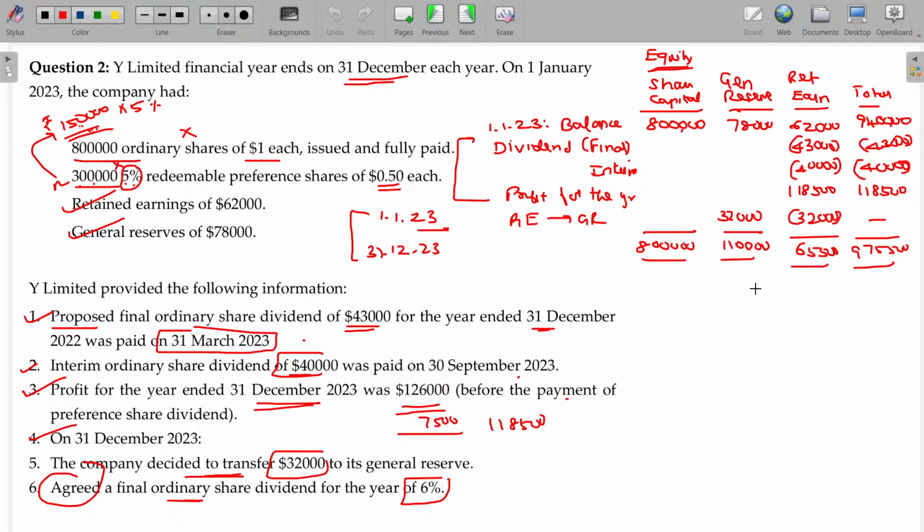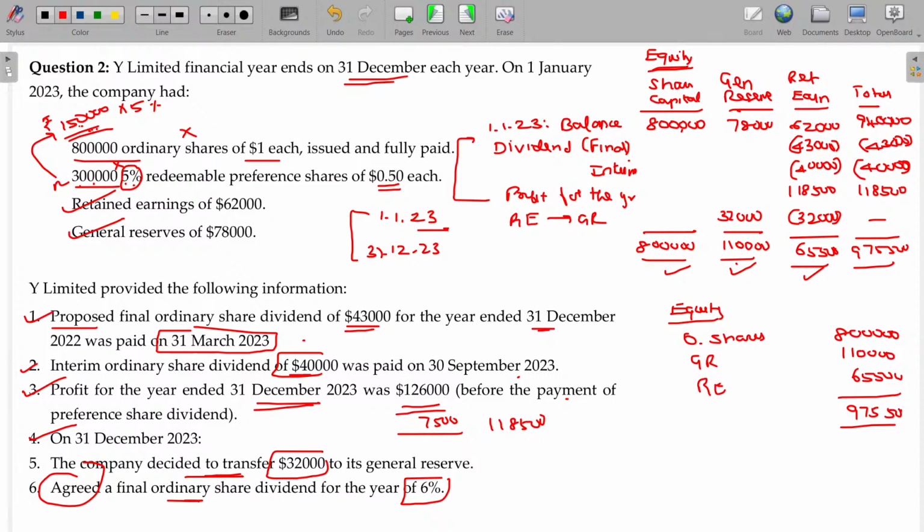Clear? Apart from that, we have to prepare the equity section only. Under the equity section, start with ordinary share and general reserve, retained earnings. Ordinary share being 8 lakhs. General reserve 1,10,000. Retained earnings 65,500. The total being 9,75,500. Hope you'll now be able to understand this one.